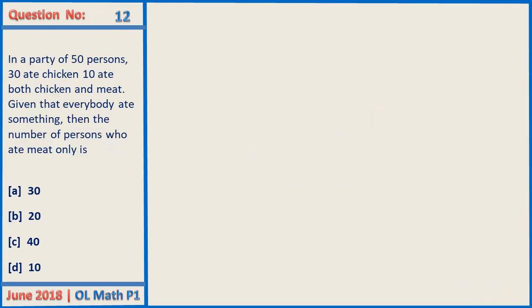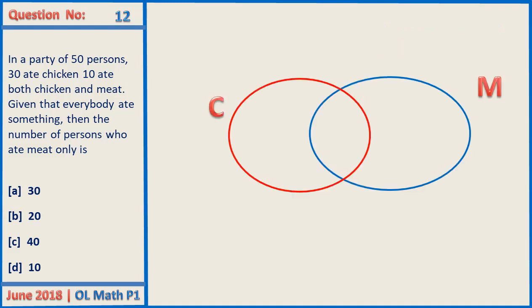Question 12. In a party of 50 persons, 30 ate chicken. 10 ate both chicken and meat. Given that everybody ate something, then the number of persons who ate meat only is... We will start by drawing a Venn diagram to illustrate this. And the key here is to always start with those who ate both. So we have chicken and meat. Those who ate both, we have 10. And then the number of people who ate only chicken: remember that 30 people ate chicken, but inside this 30, 10 ate both chicken and meat. So the number of people who ate chicken only should be 30 minus 10, which gives us 20.